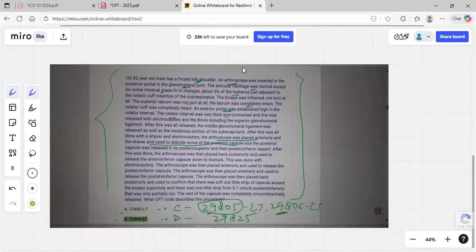The arthroscope was then placed back posteriorly. This was done with the electro. Then the arthroscope again is placed. So the complete procedure is performed with the arthroscope only. So Vaishnavi, tell me what should be the correct answer, A, B or D?